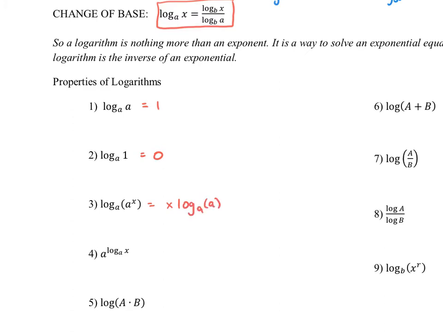And so therefore you get x times log base a of a, and since log base a of a is 1, you simply get x here. This one's a little bit goofy. The logarithm is in the exponent, and so this property says that you have a to the power of log base a of x, and that simplifies simply to x.